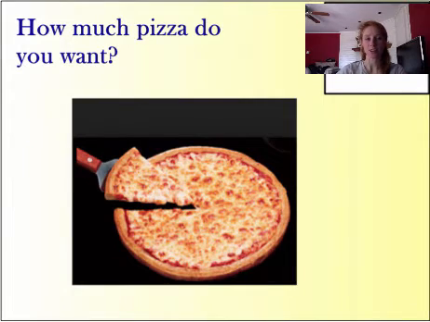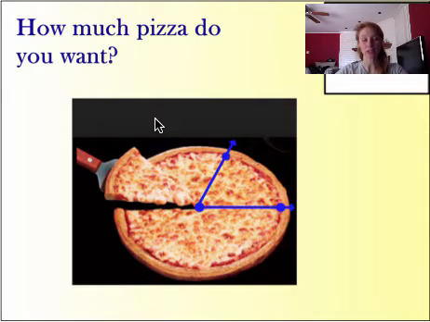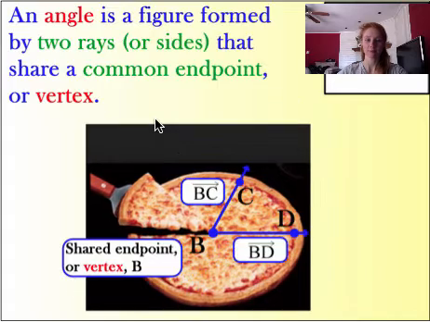So let's start with a pizza. Let's say you and your friends are trying to share a pizza and you're trying to tell them how big of a slice you would like. Well, since slices come in different sizes, you want to be really specific about how big you want your slice. One way we can do this is use an angle to describe how big you want your slice. So an angle looks like this.